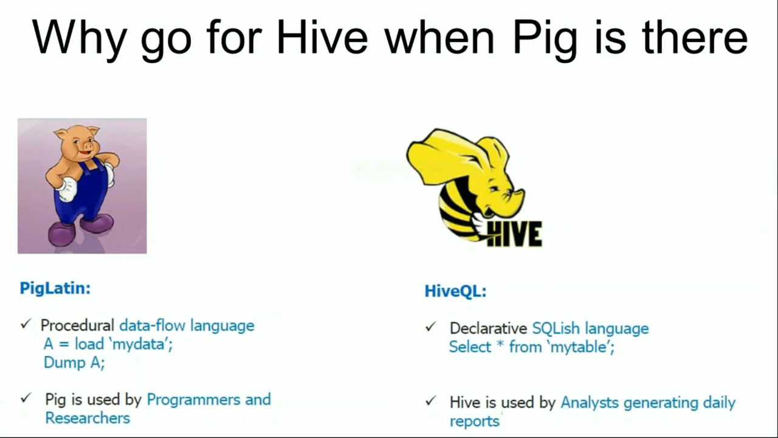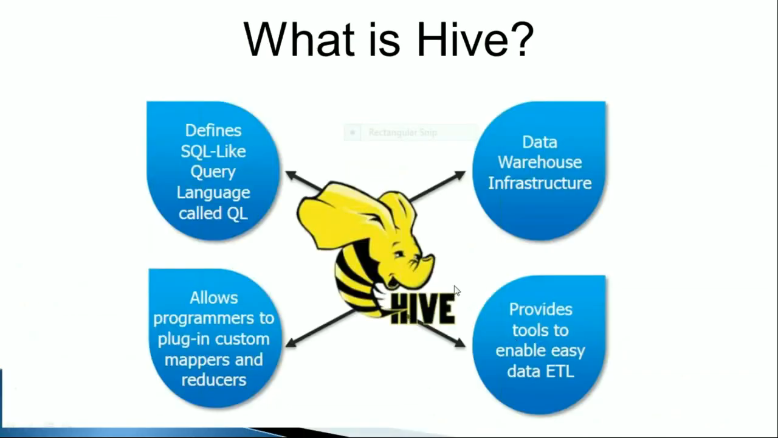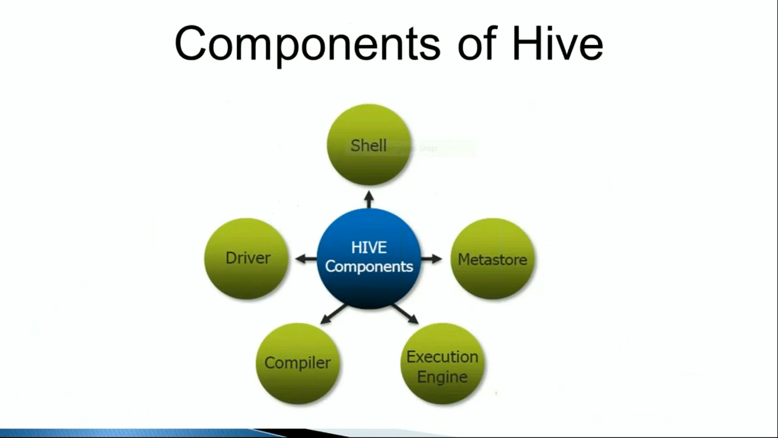And that's where we have an ecosystem tool called Hive, which is more of a SQL language designed to work on Hadoop. It defines a SQL query-like language, and it suits the data warehouse infrastructure. It also provides ETL processing, and everything runs as MapReduce jobs. In turn, you can also write custom MapReduce jobs in Hive.